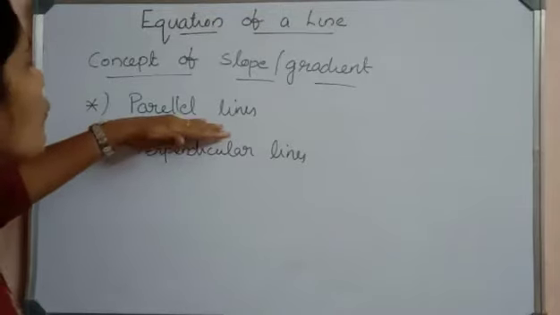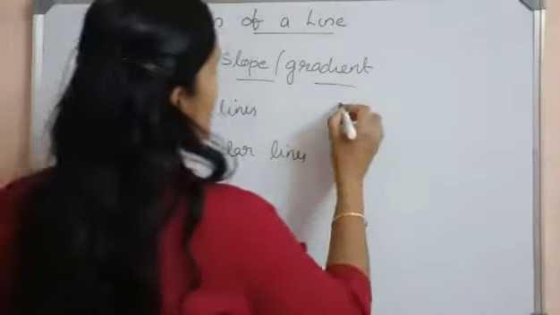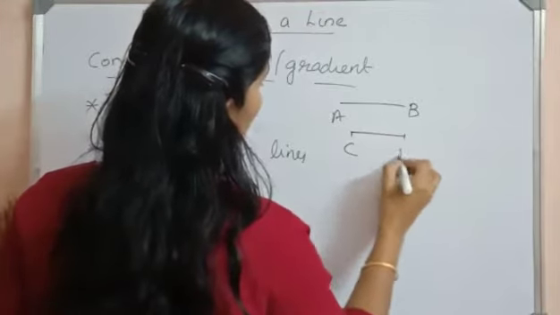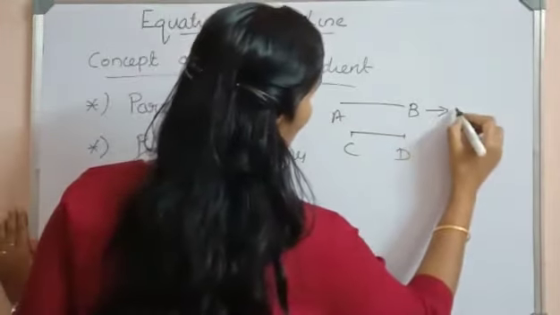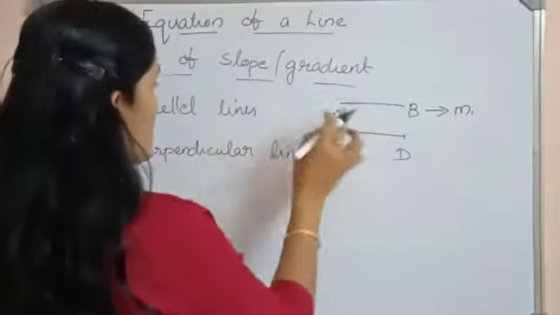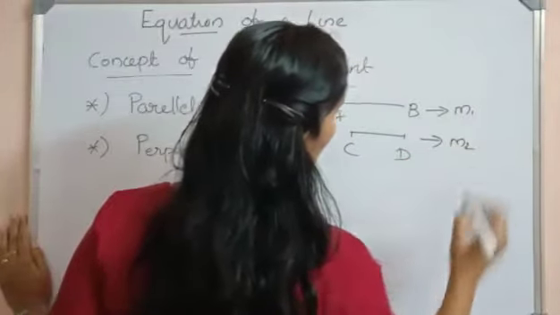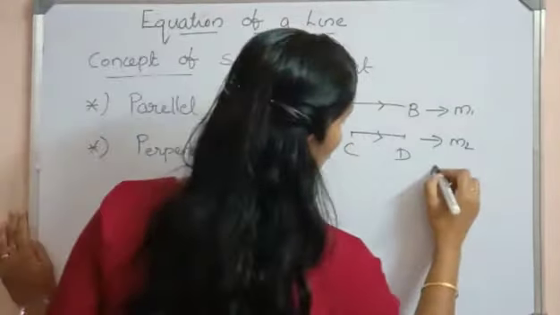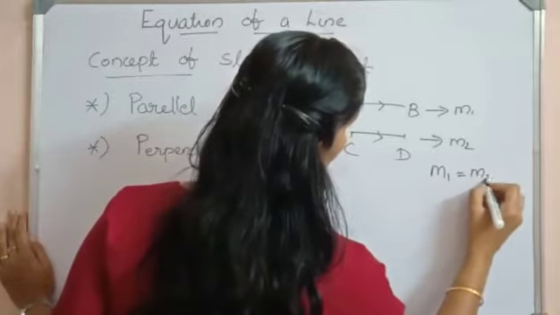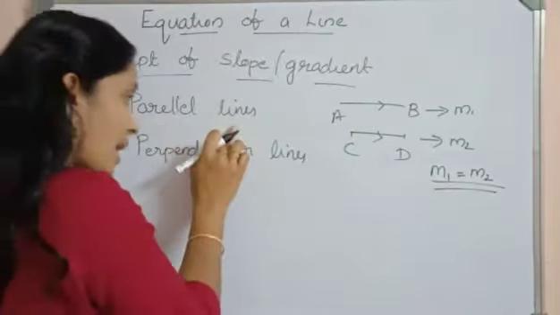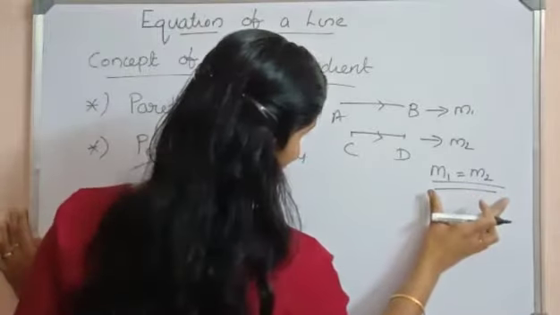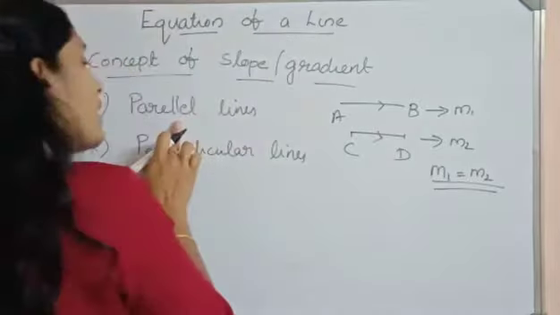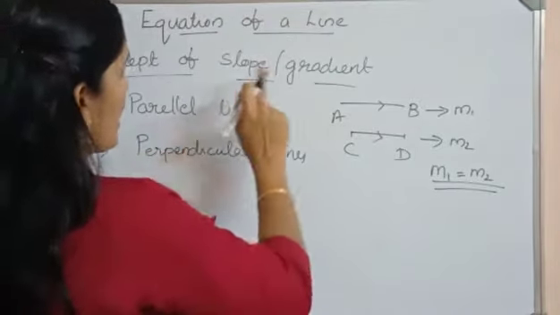Now let's see the slope of two parallel lines. If AB and CD are the two parallel lines, then let M1 be the slope of the first line and M2 be the slope of the other line. Then when these two lines are parallel, we can say that the slopes are equal. M1 is equal to M2. So whenever two lines are parallel, then their slopes are equal. Or whenever slopes of two lines are equal, then we can say that the lines are parallel. That is one more result related to the slope.